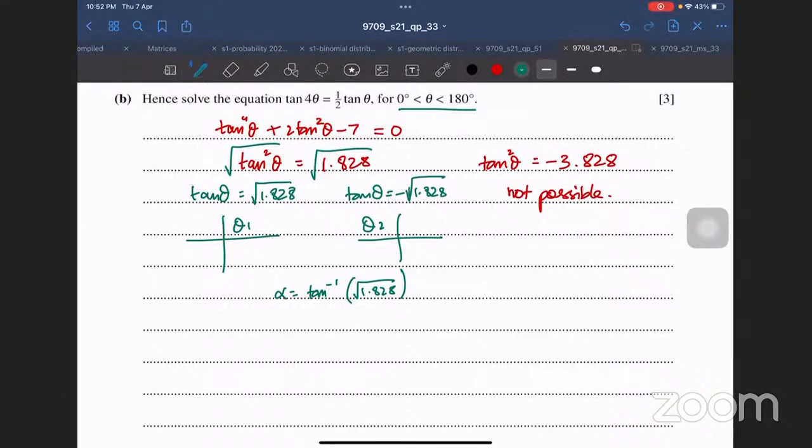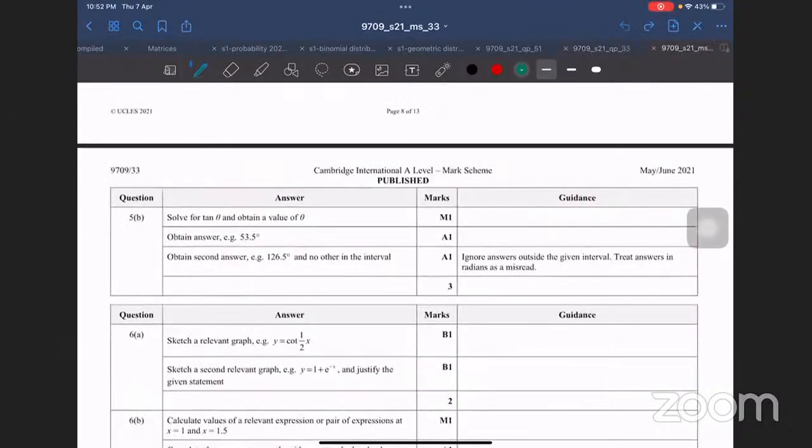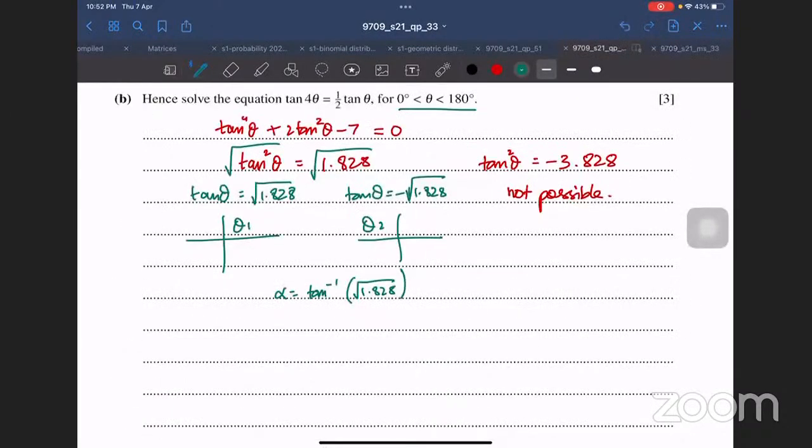There seems to be a problem in the numbers that I've written. Let me just check my numbers again. I had a feeling I was making an error. Okay, no, I think that's fine. 53.5. Quadrant 1 is theta equals to 53.5. Quadrant 2 is theta equals to 180 minus 53.5. 126.5.